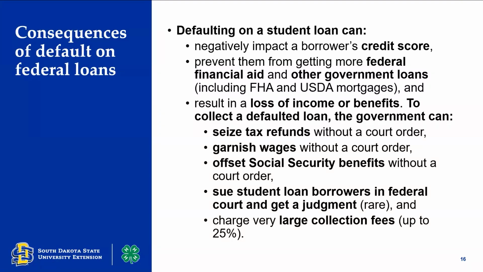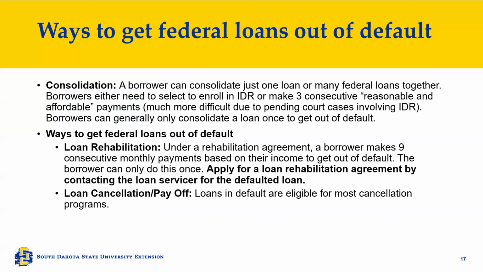Collection on most federal student loans has been paused since the pandemic, but the Department of Education has restarted credit reporting and is beginning the process of restarting the collection activities. So borrowers should start now to get out of default and to avoid collections. One way to get federal loans out of default is that consolidation process.